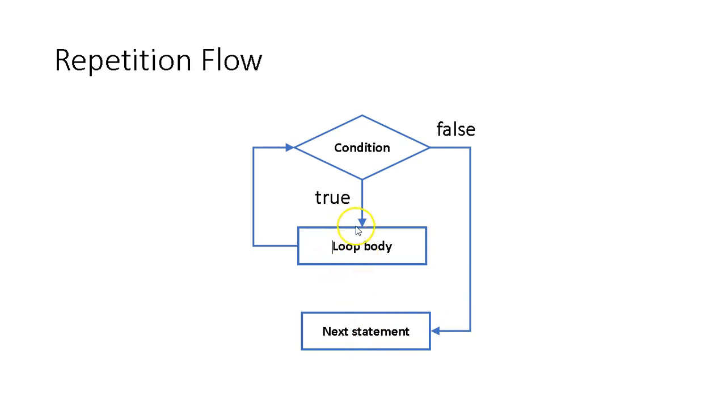After the loop body is executed, if the condition was true, the flow will return to the condition to check again. If it is still true, then the repetition will continue, and that loop body can be repeated multiple times depending on this condition.